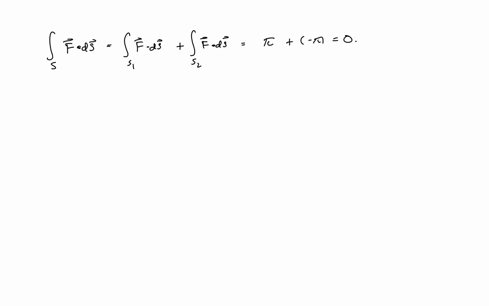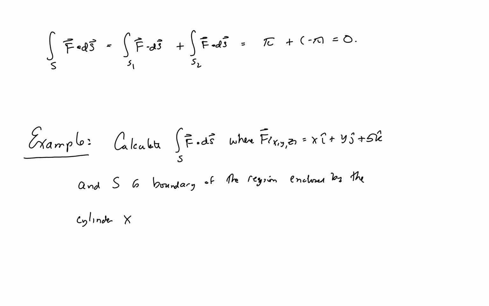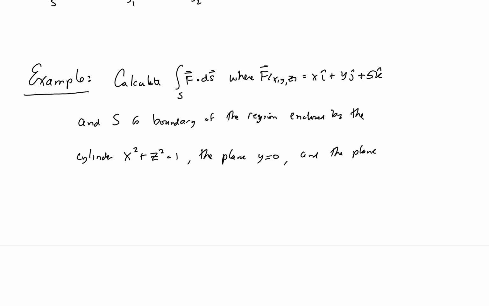So let's try one more example. Let's calculate the integral over S of F dot dS, where F of x, y, z is going to be x i plus y j plus 5k, and S is the boundary of the region enclosed by the cylinder x squared plus z squared equals 1, the plane y equals 0, and the plane x plus y equals 2, and we'll take outward orientation.